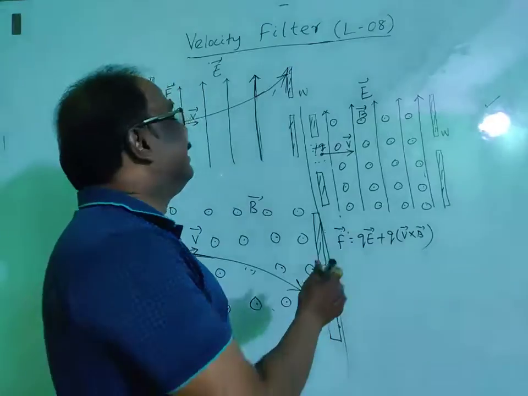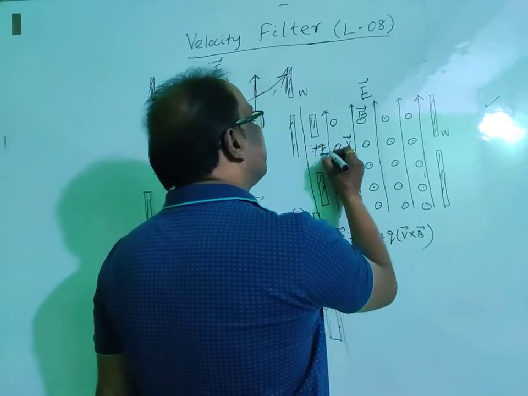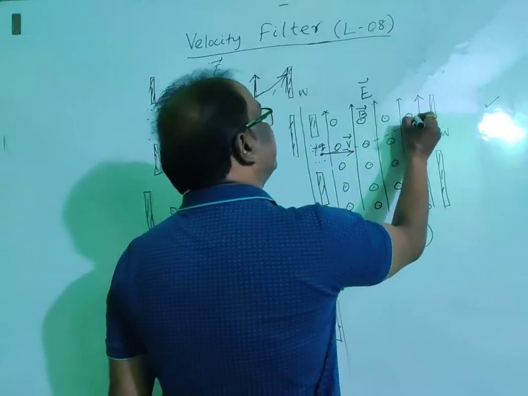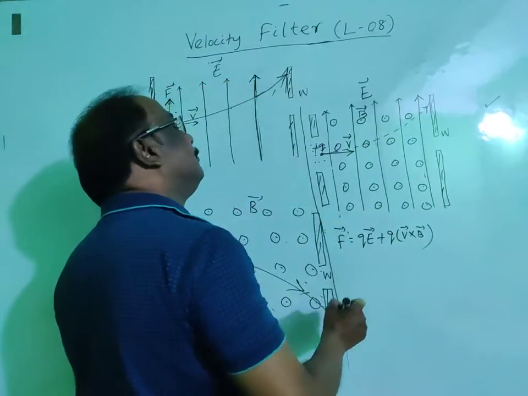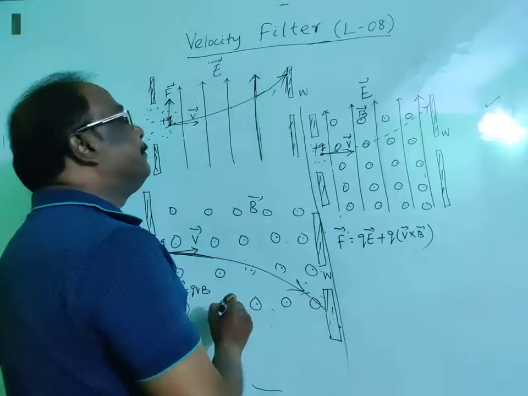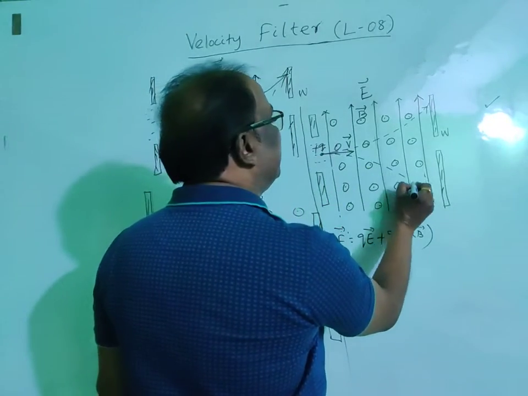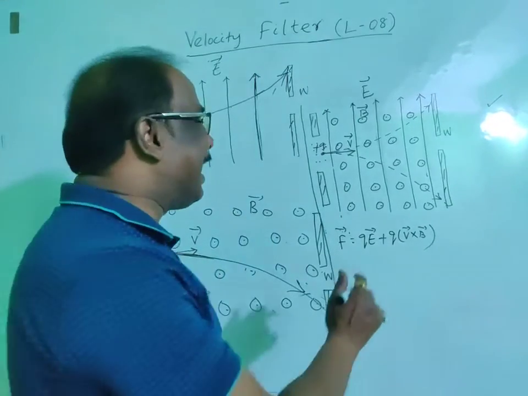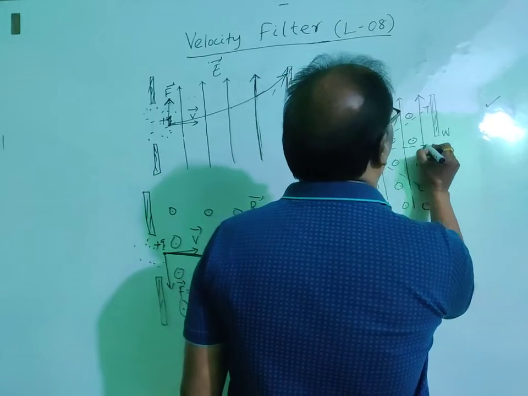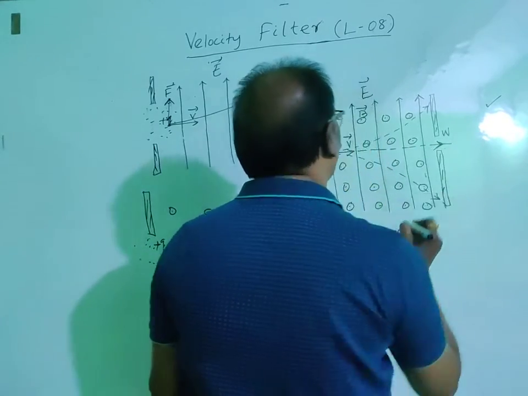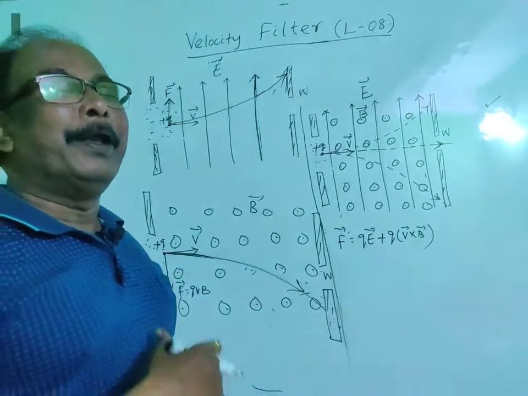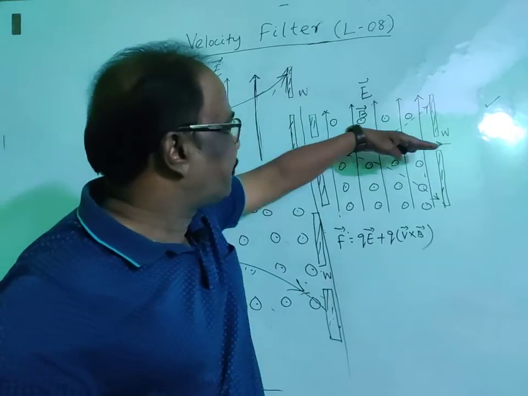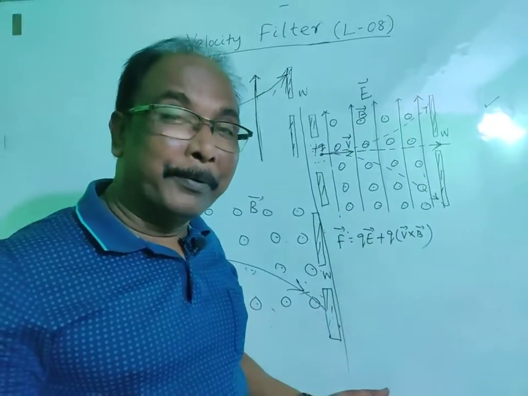Okay. So due to the electric field, the charged particle will experience a force and will tend to move in a parabolic path, and due to the presence of the magnetic field, it will tend to move in a circular path. But we need the charged particle to pass straight through the window, meaning the charged particle will not get deviated. Then what do we have to do?